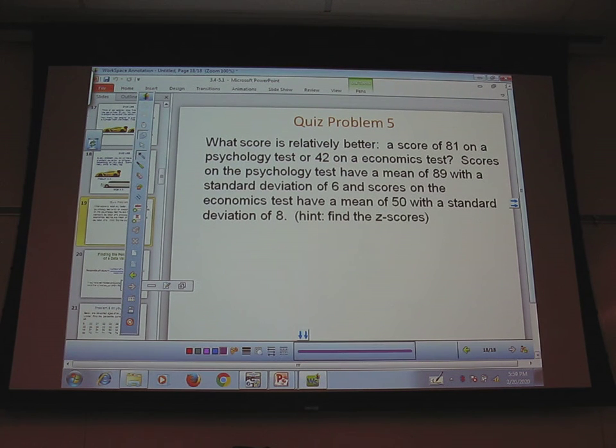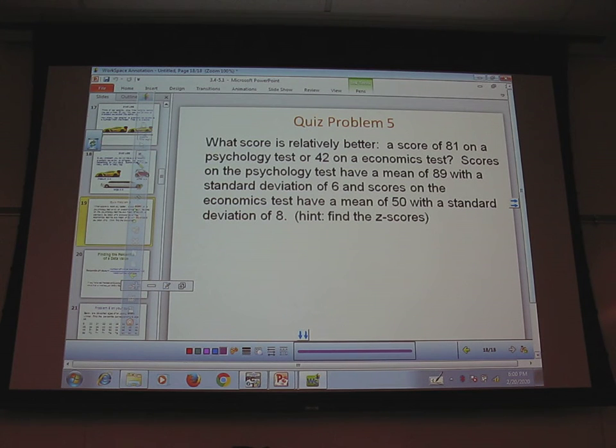Clayton, go ahead and read it for us. What score is relatively better? A score of 81 on a psych test or 42 on an econ test? Scores on the psych test have a mean of 89 with a standard deviation of 6, and scores on the econ test have a mean of 50 with a standard deviation of 8. And find the z-scores. Right, so find the z-scores for these two things.